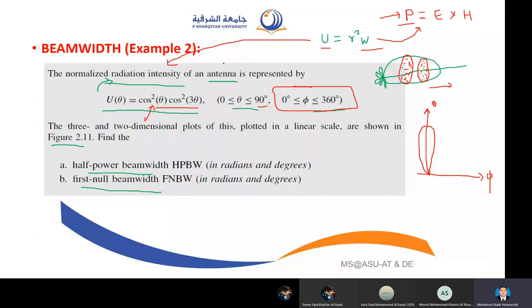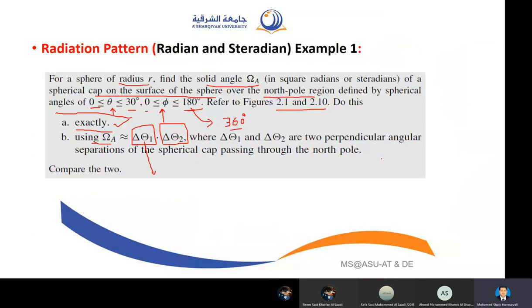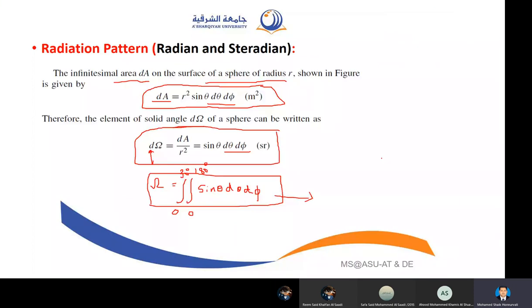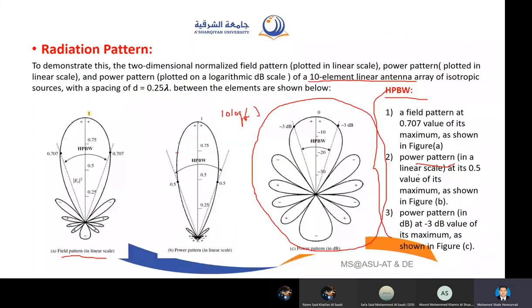Okay, now for this function, we need to calculate the half power beam width and next the full power beam width. We can do that, but first, remember the definition. If you know the power level, the power intensity, we know that the half power beam width value is equal to 0.5 from the definition. We have seen this from the definition here. If the power pattern is given in linear scale, that is equal to 0.5 of its maximum value.